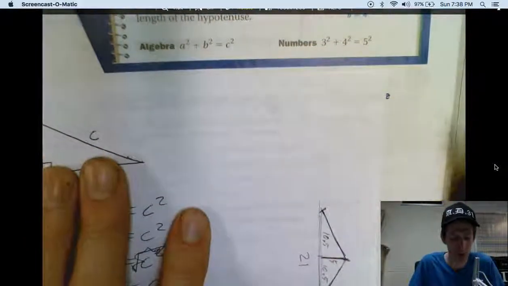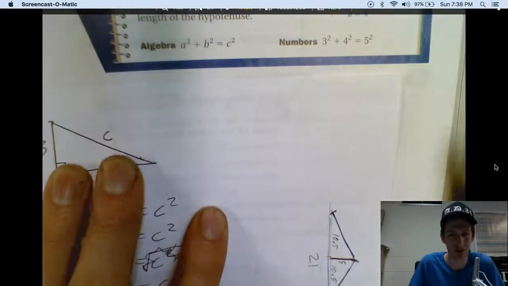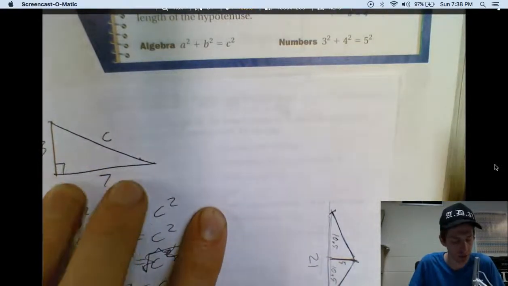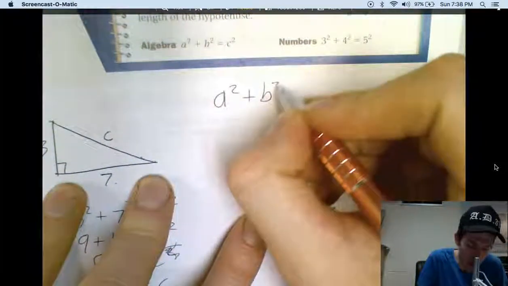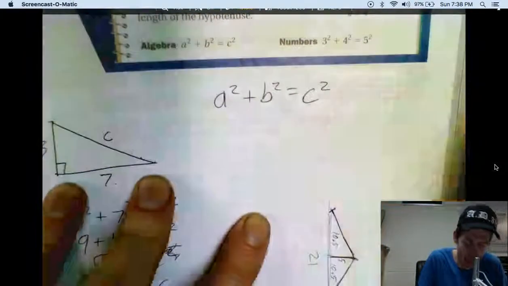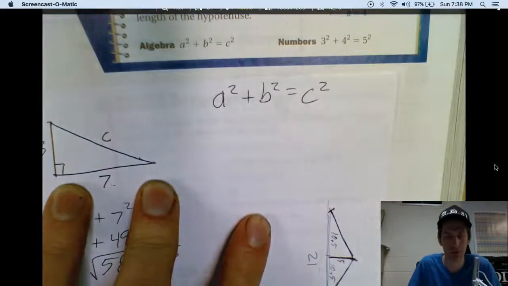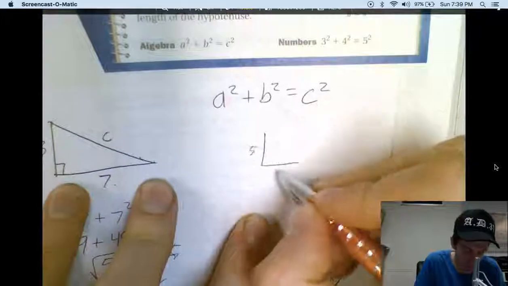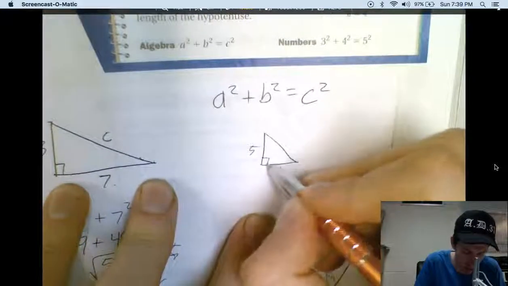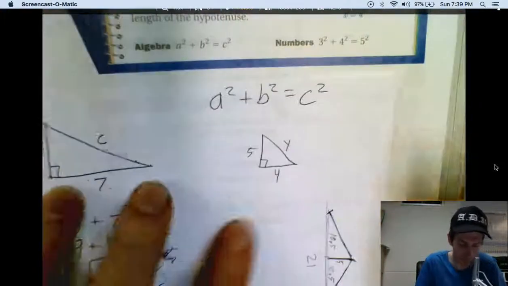I'm going to do one more example just so you are confident on this. I'm going to zip right through it. But I would encourage each of you to write the Pythagorean theorem real big at the top of your paper when you do this assignment. Alright, 5, 4, what is y?